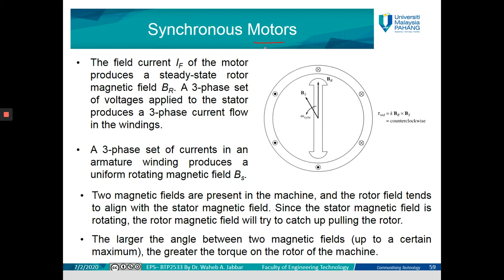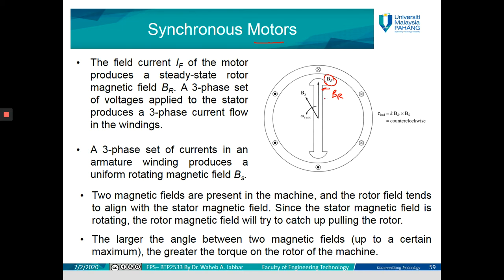Usually, for the principle of operation of the synchronous motor, since for a synchronous machine we have a separate DC field source, the DC field source feeds the current into the rotor to generate the BR from a DC source. This is for the rotor. We have one magnetic field, we call it BR, the magnetic field generated by the rotor of the machine.